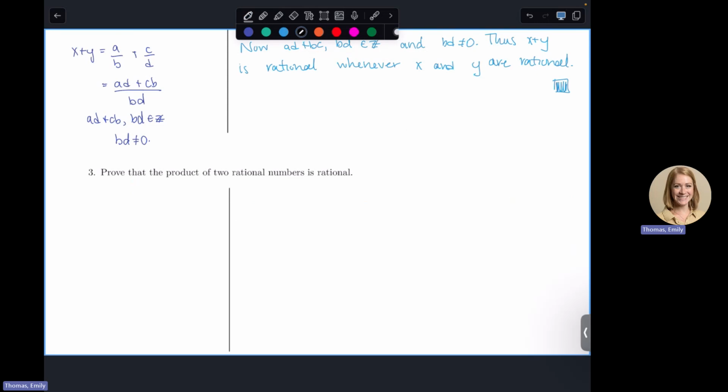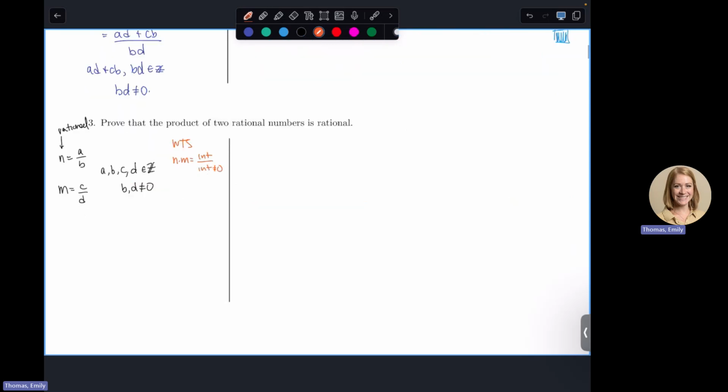I changed my mind. So we have N and M are rational, where N equals A divided by B, and M is C divided by D, where A, B, C, and D are rational, and B and D are not 0. They're integers is what you mean, but yes. And we need to show that N times M is equal to an integer over another integer that is not 0. Okay. So, I guess proof.